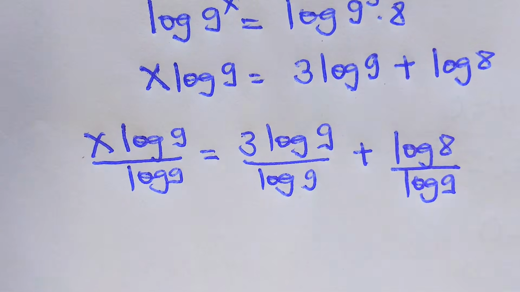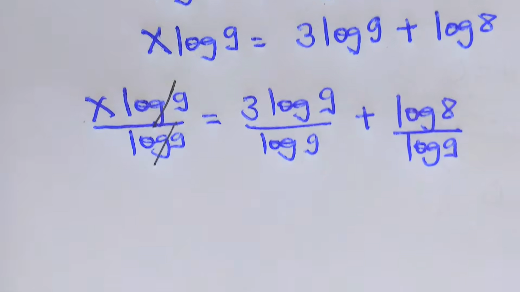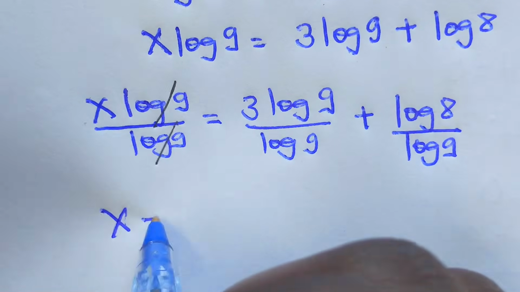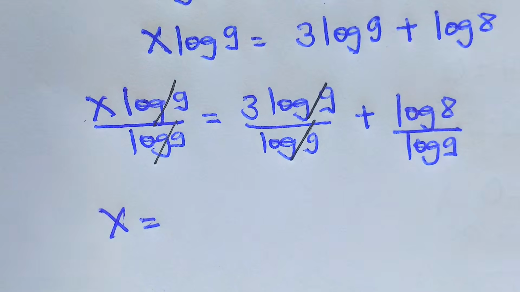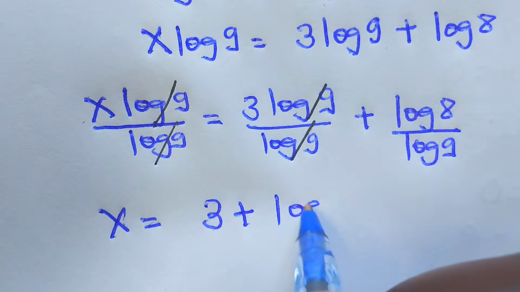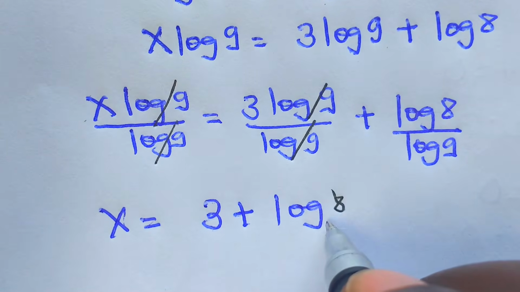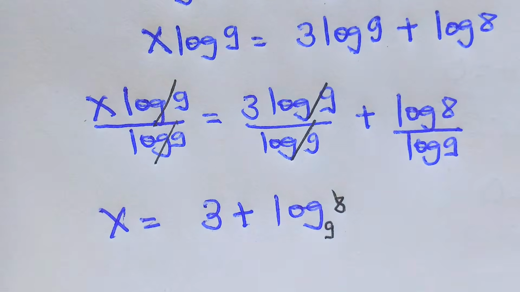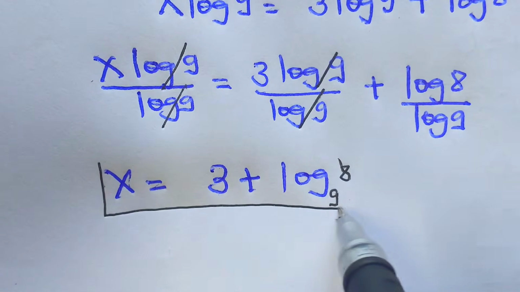So at this stage this and this will be cancelled to get x, which equals, and of course this and this should be cancelled, to get 3 plus logarithm of 8 to the base 9. And of course this is our solution.